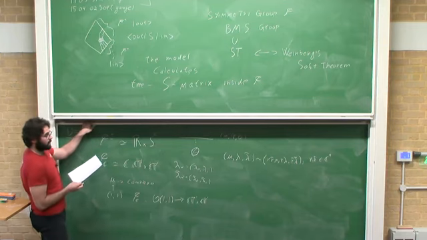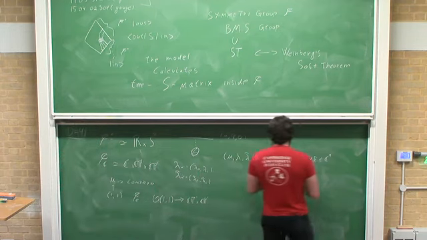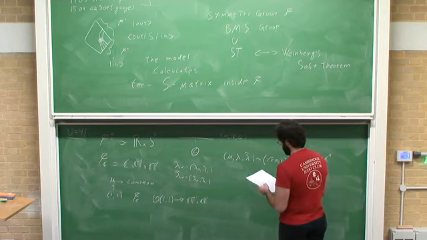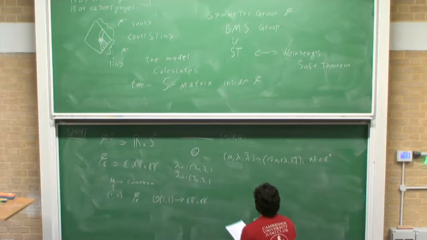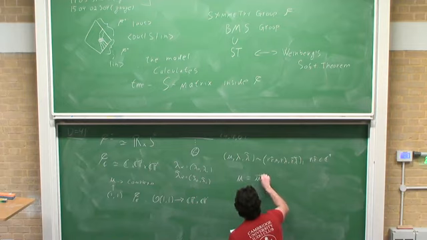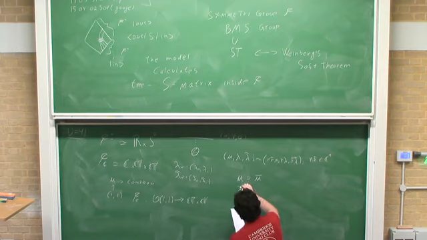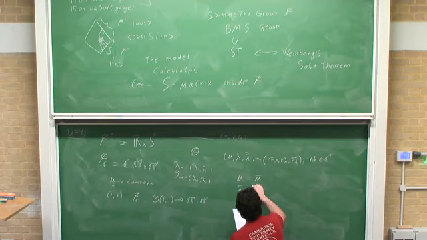Questions so far? You can go back to Lorentz signature, but just by looking at the real slice given by this. And then you have to glue these two together.